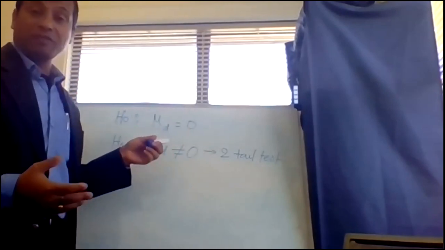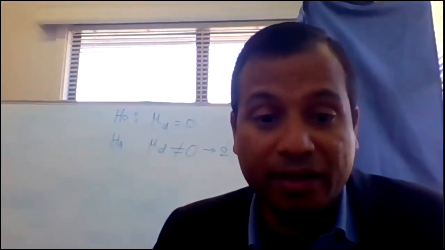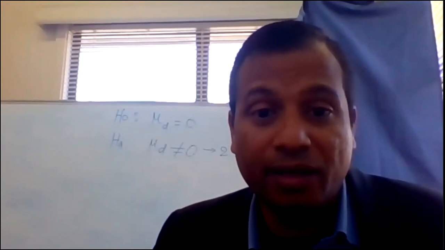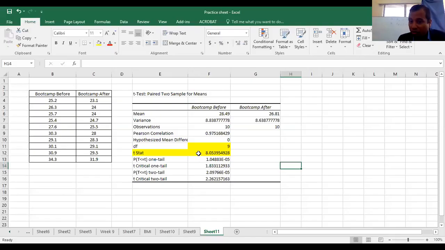So this is the case of paired data, dependent data. What I'm discussing over here is dependent data. So clearly this is the case of a two-tail test. In this case, you get the t-stat. If you use the same formula, you'll get the t-stat as 8.05. And then at the degree of freedom 9, you look at the p-values and take the decision.